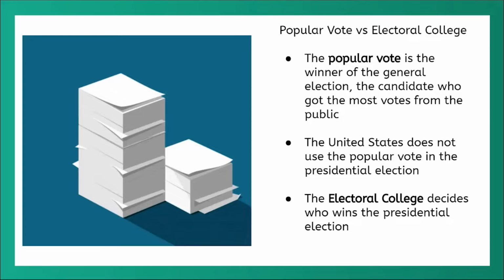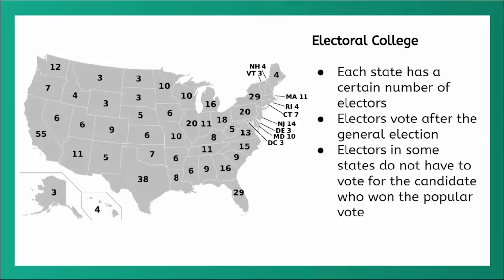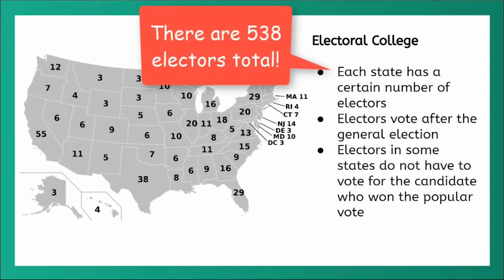In every other election in the United States, the winning candidate is the person who won the most votes. This is called the popular vote. But in the presidential election, the United States uses a process called the Electoral College. The Electoral College is a group of people called electors. Each state gets a certain number of electors, the same number of representatives the state has in Congress. That means a total of 538 electors.